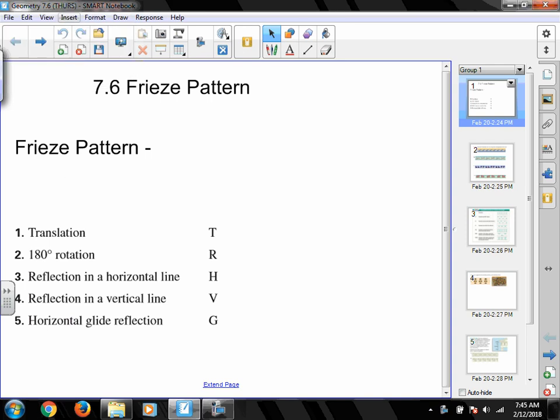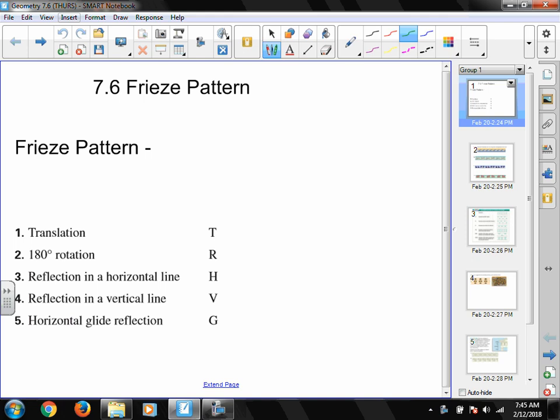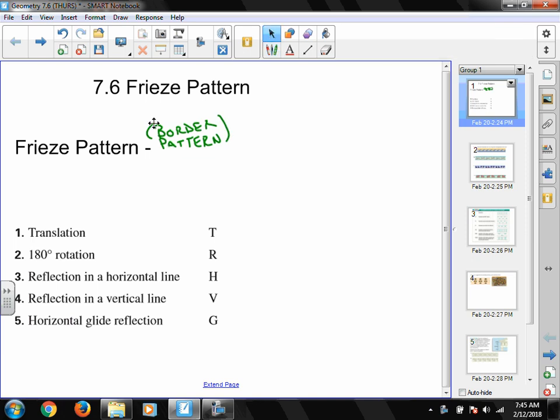Hi everybody, today we are going to talk about section 7.6. We're talking about what's called a freeze pattern. So a freeze pattern, or your book calls it a border pattern. And you'll see why here in a second, once I start showing them to you.